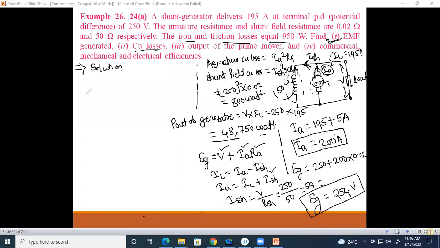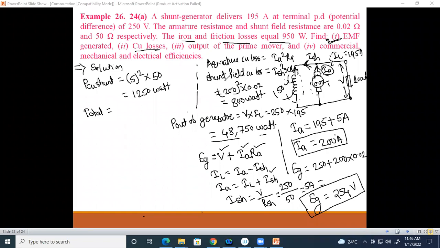Similarly, the shunt field winding copper loss, that is PCU of the shunt field winding, is equal to ISH square, 5 ampere square, into RSH. RSH is 50. How much does it come to? 1250. 1250 watt.